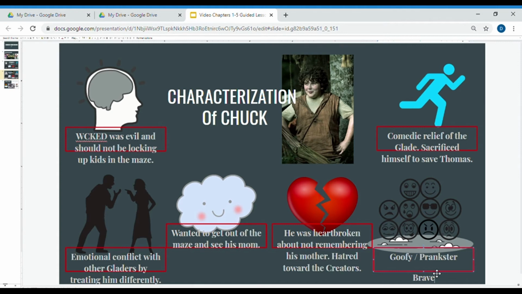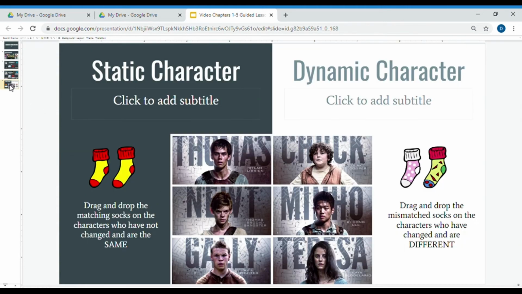And then, as we're moving on, we're going to be talking about static characters and dynamic characters. So static characters, right here, we can double click in here. Static characters are characters that do not change throughout the story.